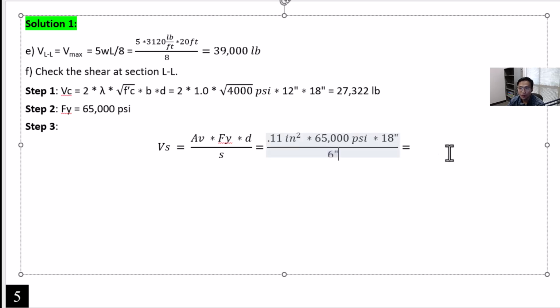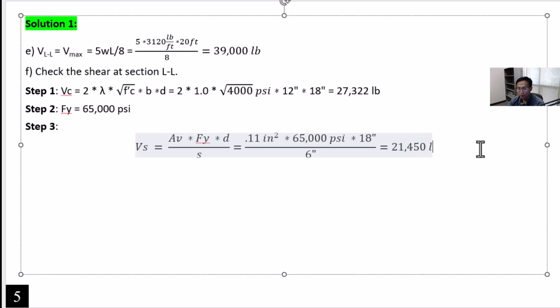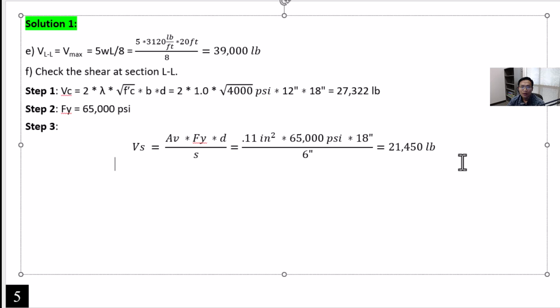6 inches over here. So you're going to have 0.11 multiplied by 65,000 multiplied by 18 divided by 6. So this one is 21,450 pounds. Okay. All right.